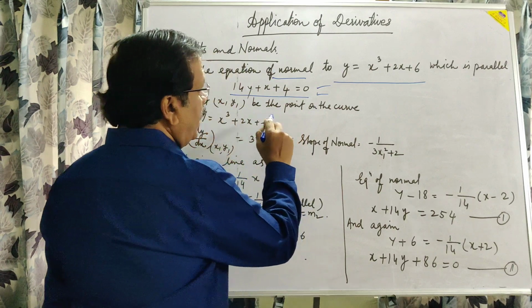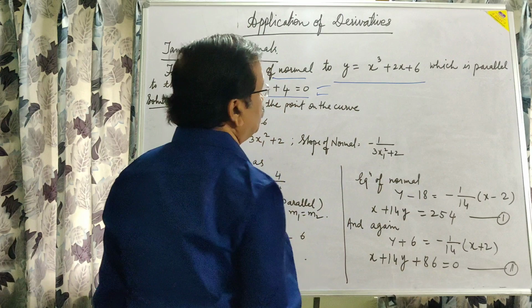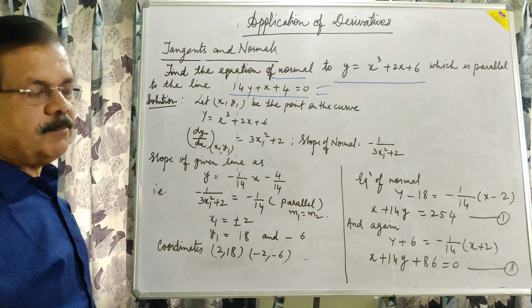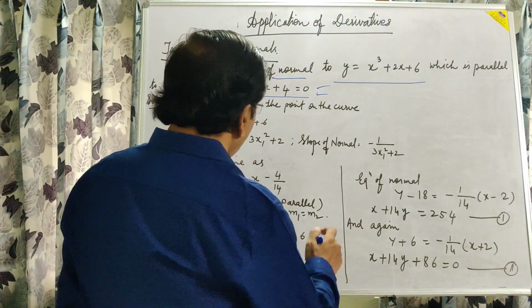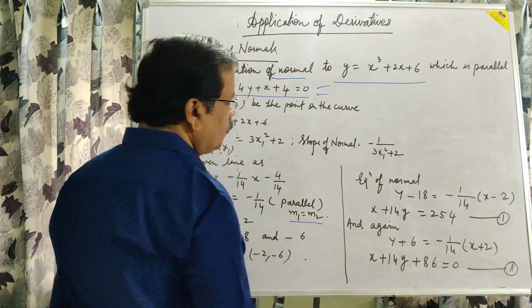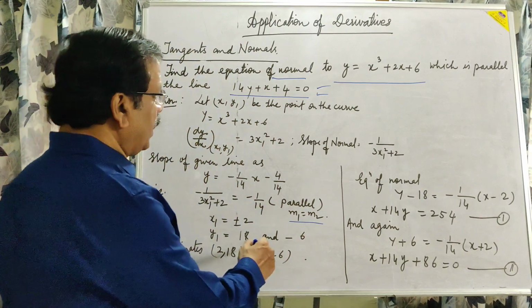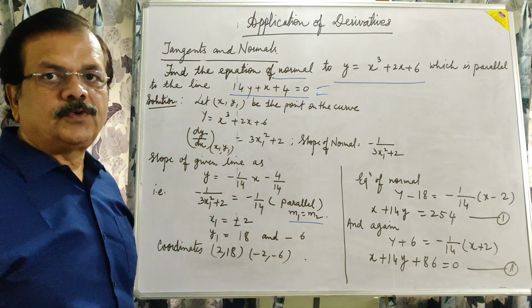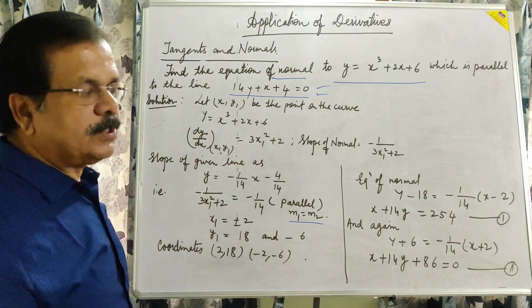And with the help of dy by dx at the point, the slope of this curve, that will be equated, because in case of parallel the slope will be equal, m1 will be equal to m2. With the help of this we can find the coordinates on the curve where we are going to draw the normal, and then we can use the equation of normal.